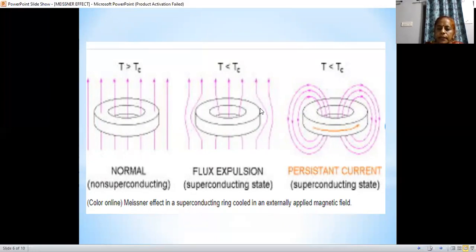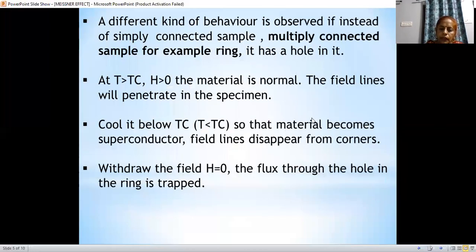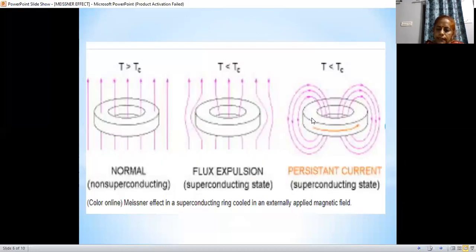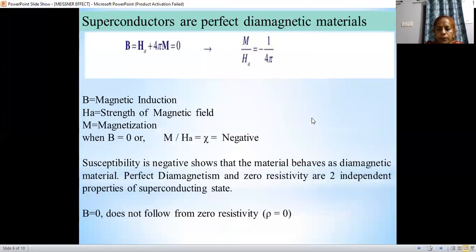We are withdrawing the magnetic field. Initially, we applied it in the first two situations. Now we are taking a situation in which H is 0. Then we can see in this third situation that induced current is trapped in the superconducting ring. Hence, we can say that a current, which is termed persistent current, has been generated in the superconducting ring. So this is a very important phenomenon of superconductivity.